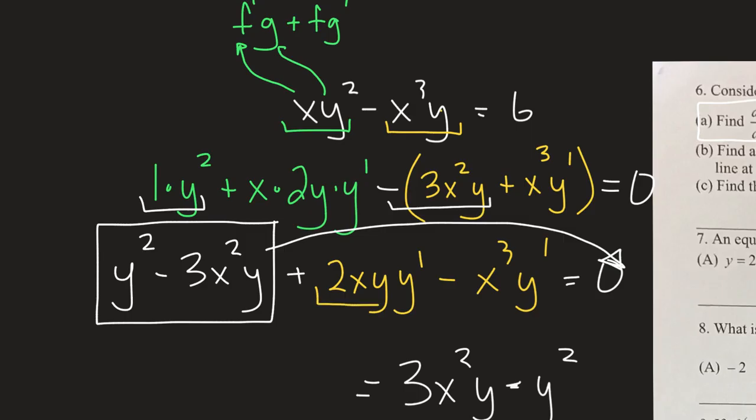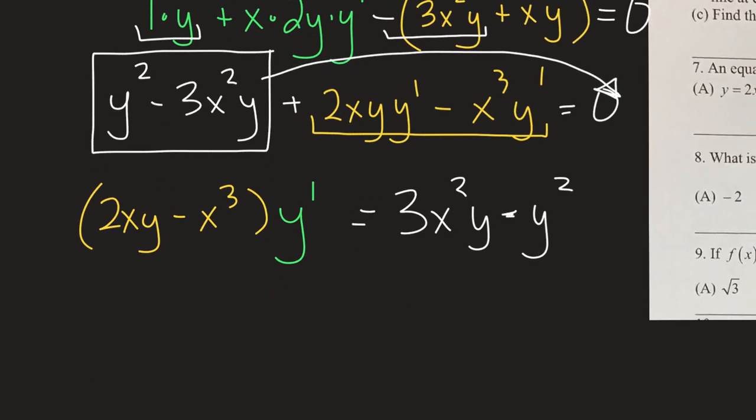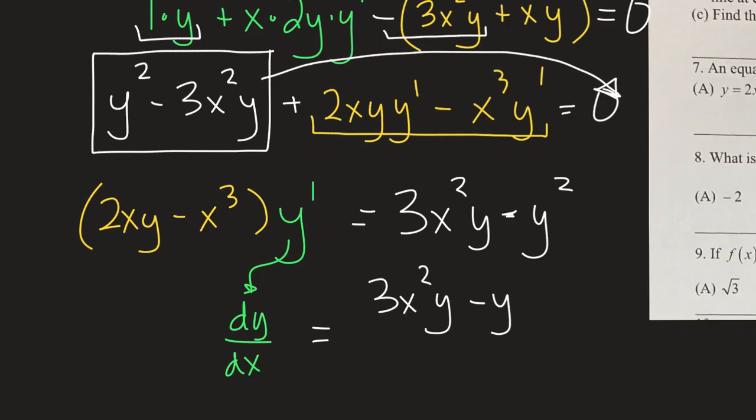And then from here, I am going to factor out my y prime from each of these terms, leaving a 2xy minus x cubed as the leftovers. So now our last step in solving for y prime, which is also known as dy dx, by the way, is to divide both sides by the yellow stuff. So 3x squared y minus y squared, all divided by 2xy minus x cubed.